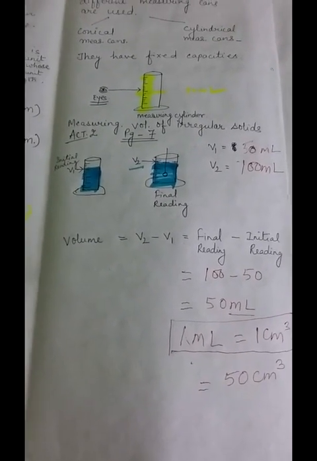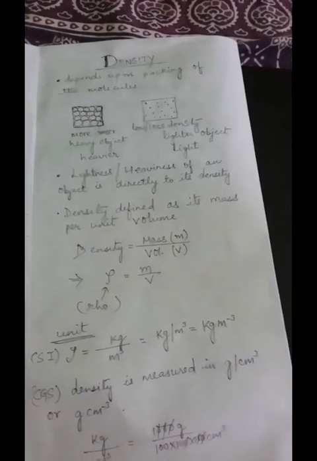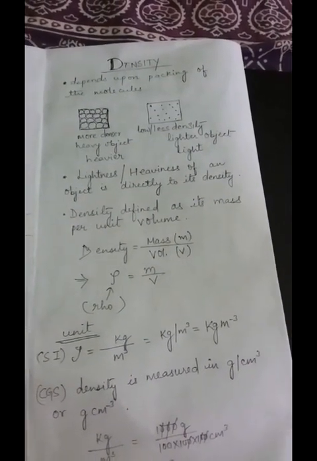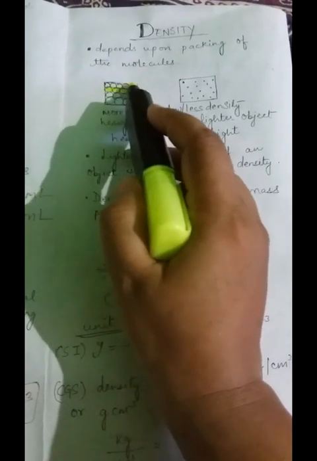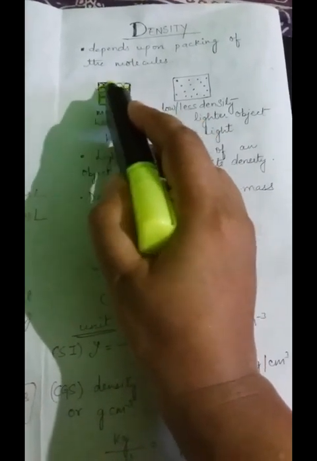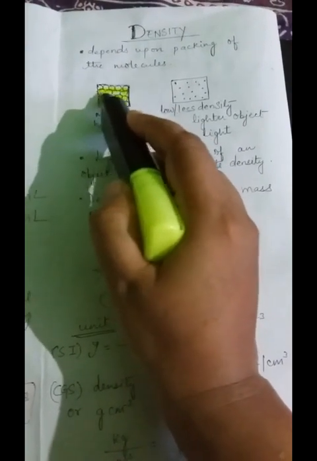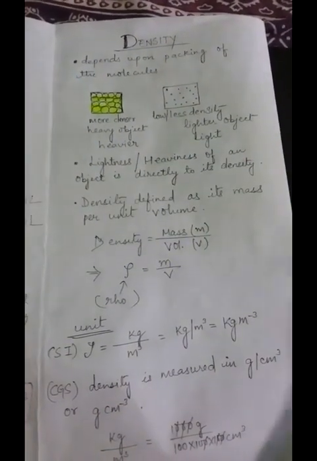Now next we will move on to the topic of density. Density depends upon the packing of the molecules. Basically, if the molecules are tightly packed, close to each other, the mass is more packed over here, so that is why it is more dense. It is a heavy object, you can say it is heavier, or the mass is more.